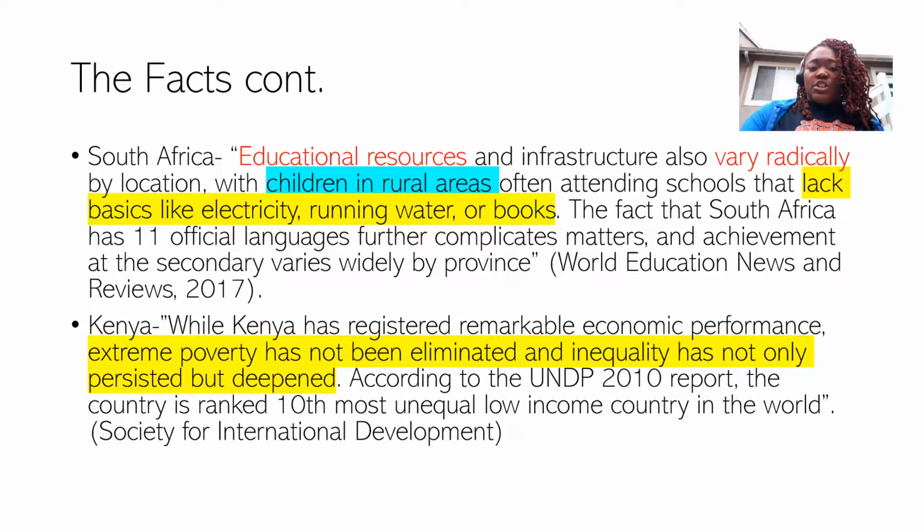So also just showing really quickly how radically different it is for children who are in rural areas versus children who are in urban areas and the types of situations that they have to encounter in school, not having running water, not having electricity, books. It's an issue.